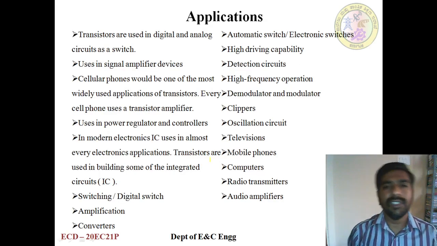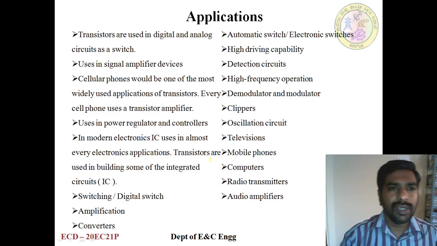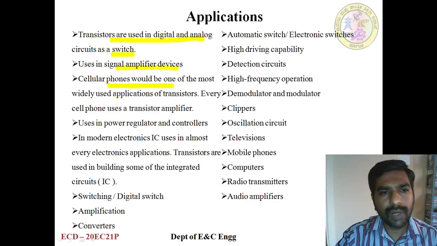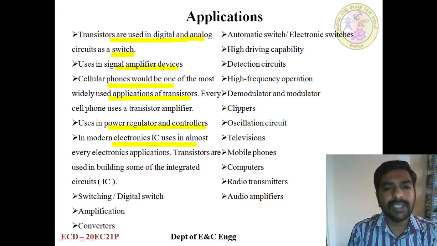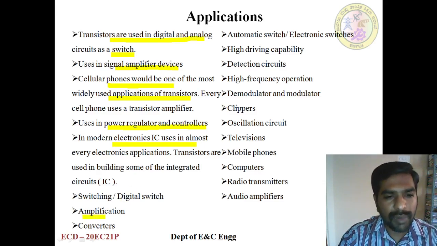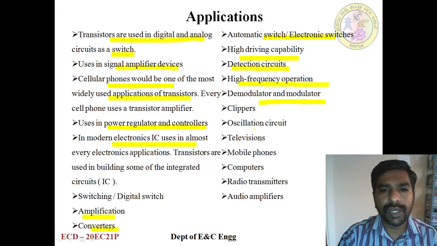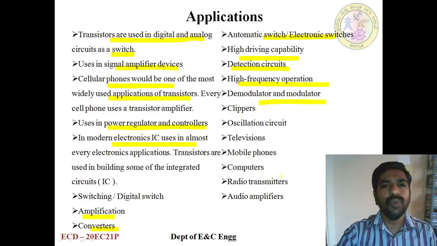And there are plenty of applications. The main application is use as a switch and as an amplifier, and you can use it in a controlling circuit. That's why it's based on the switch only. Transistors are used in digital and analog circuit switches, amplifiers, and cellular phones, which is one of the most widely used applications. They are used in power regulators and control, and in modern ICs. All ICs are built up with transistors only. If you open an IC, inside there are plenty of transistors. Other uses include switching, digital switches, amplification, converters, automotive switching, electronic switches, driver capability, detection circuits, high frequency operation, demodulators, modulators, clippers, oscillators, television, mobile phones, computers, radio transmission, and audio amplifiers. Transistors have huge applications.